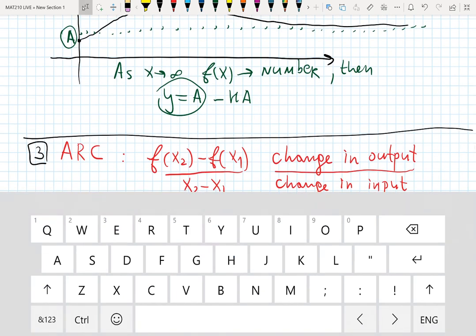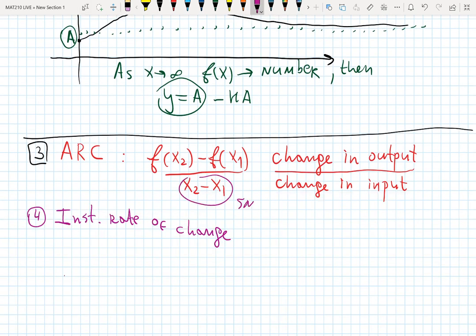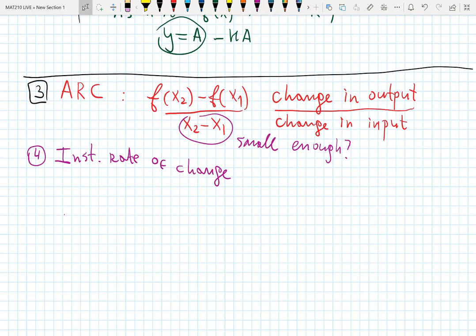Can I make sure that this is small? And let's say not just small, but small enough. Small enough for any concrete purpose. For example, I want the change to be small enough to capture cell division or a cancer cell mutation, and so on. To catch this, we use instantaneous rate of change. How do I make something as small as I want? Make it infinitely small. Those words are familiar to you.